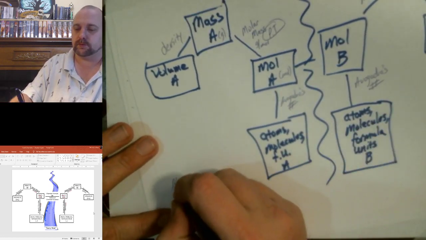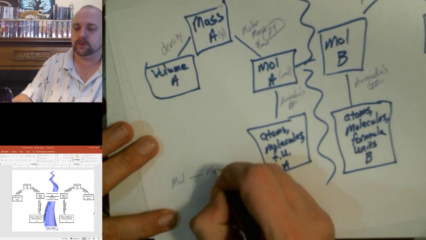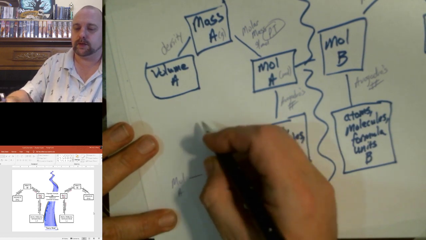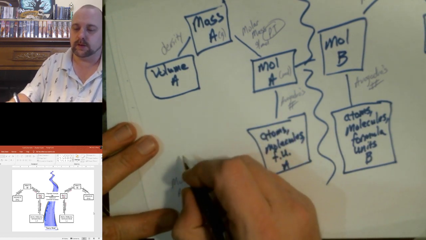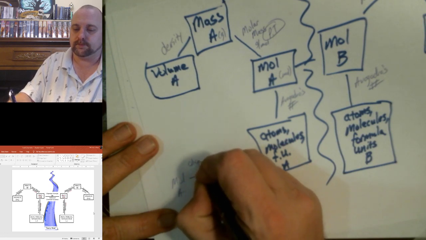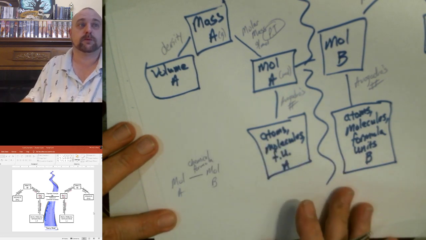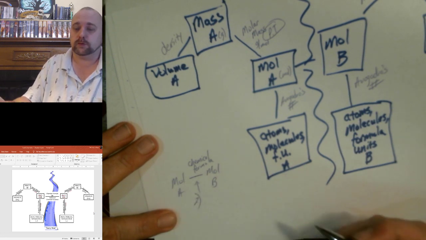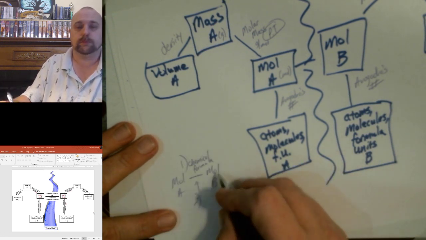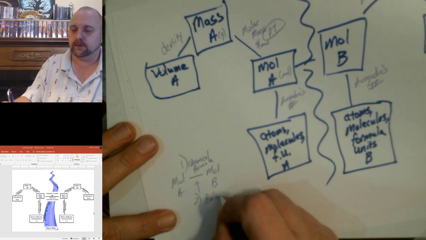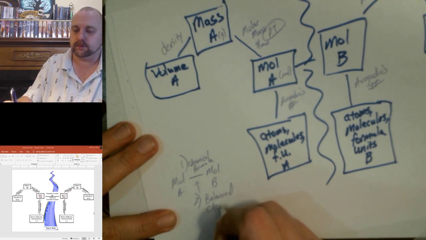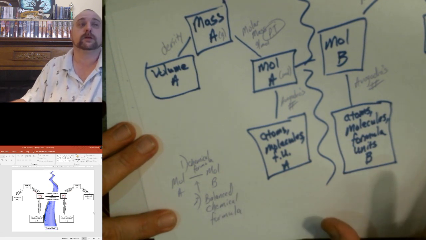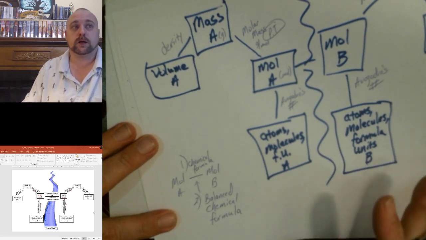Here's my bridge, my mole to mole. And I'll remind you that this is given two places. First off, it's the chemical formula. There's that first way across. Now, our second way, we'll learn later, will be the balanced chemical formula. So this chapter is really broken down into a couple of things.